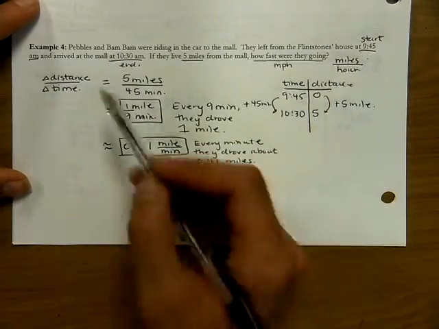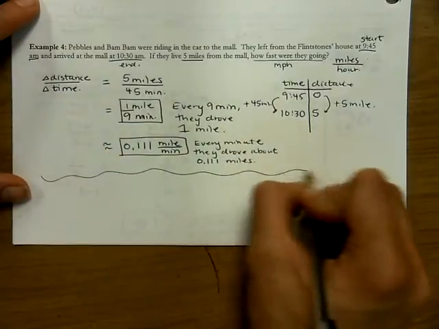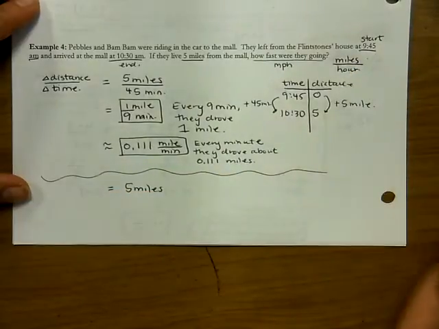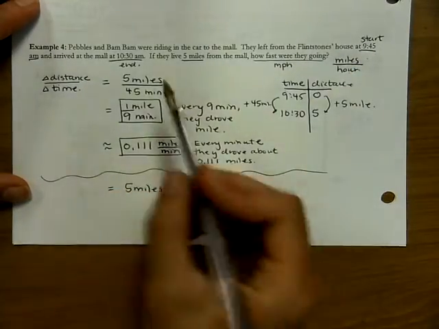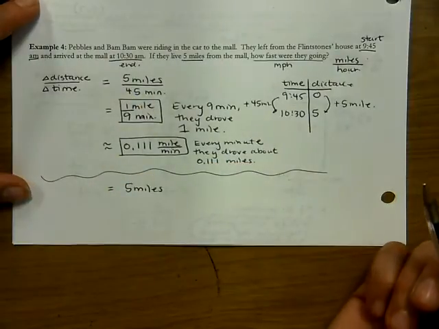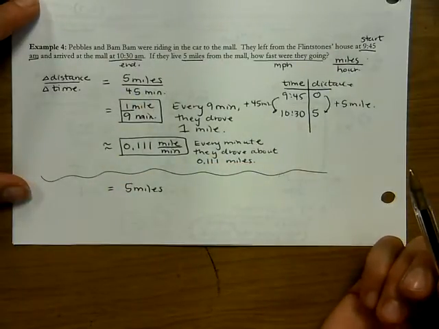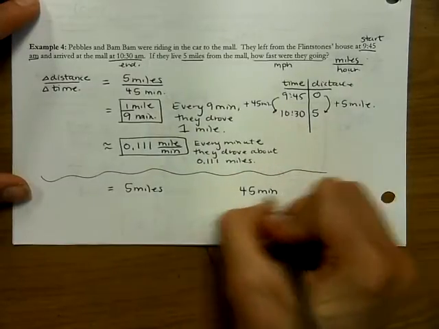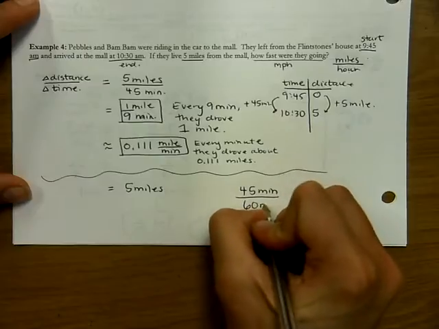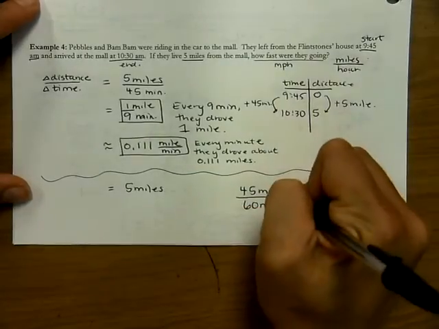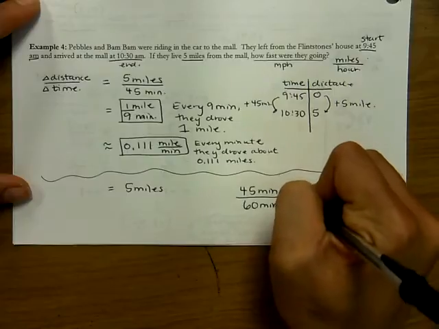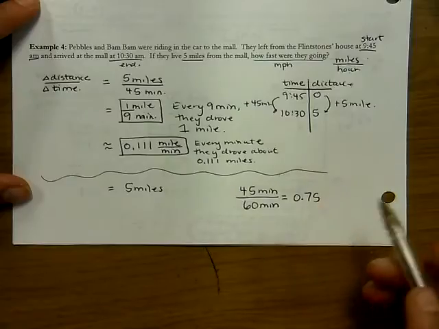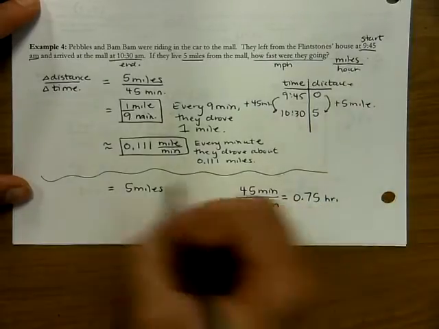If we don't want to think about it in minutes, we could think hours. So I'll do a little side note. You could have 5 miles. If we like miles per hour, we have to think about how many hours it is. So on your own, think through: how many hours is 45 minutes? So 45 minutes, if I divide that by 60 minutes in an hour, that would be 3/4 of an hour, or 0.75 hours.